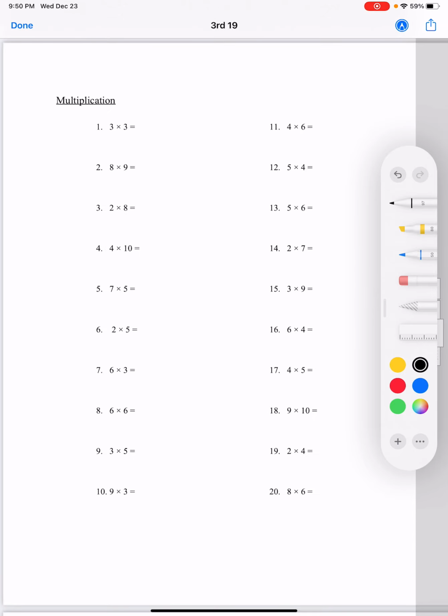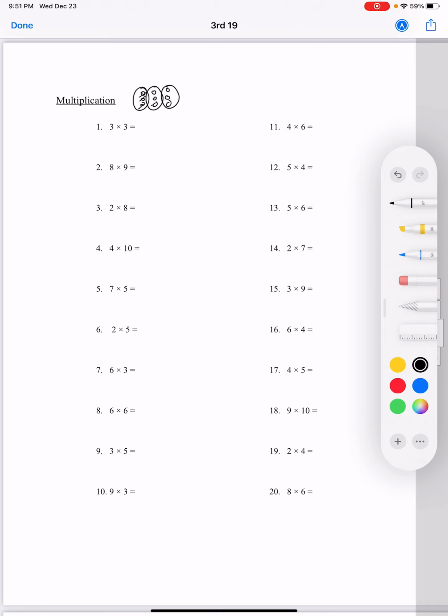It's exactly like division, but it's the backwards version. So 3 times 3 is 3 groups of 3: 1, 2, 3, 1, 2, 3, 1, 2, 3. So there's 3 groups with 3 circles in each, and we count the total amount.